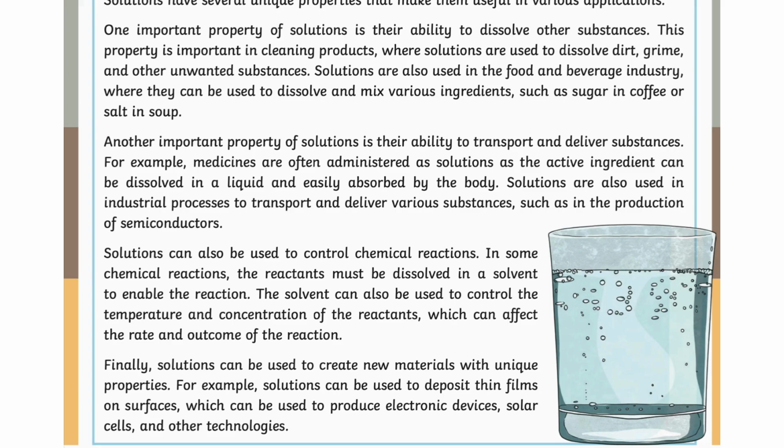Solutions can also be used to control chemical reactions. In some chemical reactions, the reactants must be dissolved in a solvent to enable the reaction. The solvent can also be used to control the temperature and concentration of the reactants, which can affect the rate and outcome of the reaction.